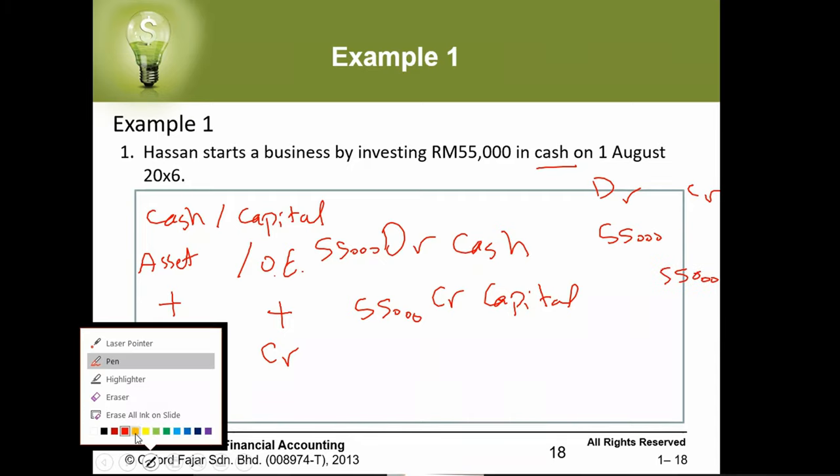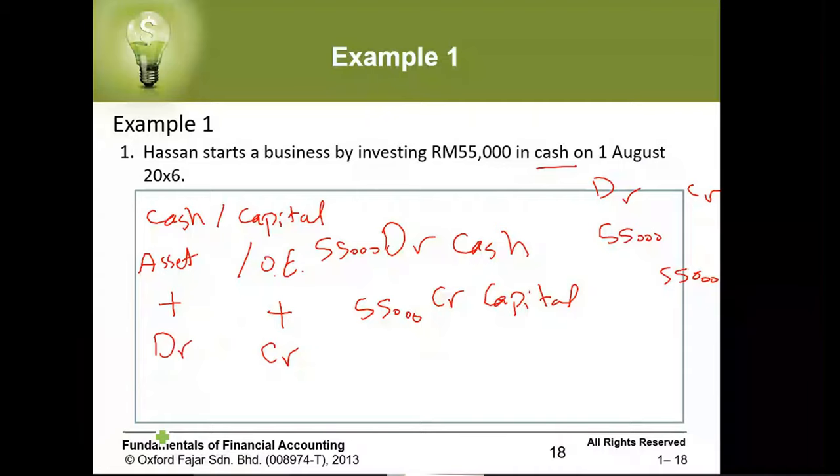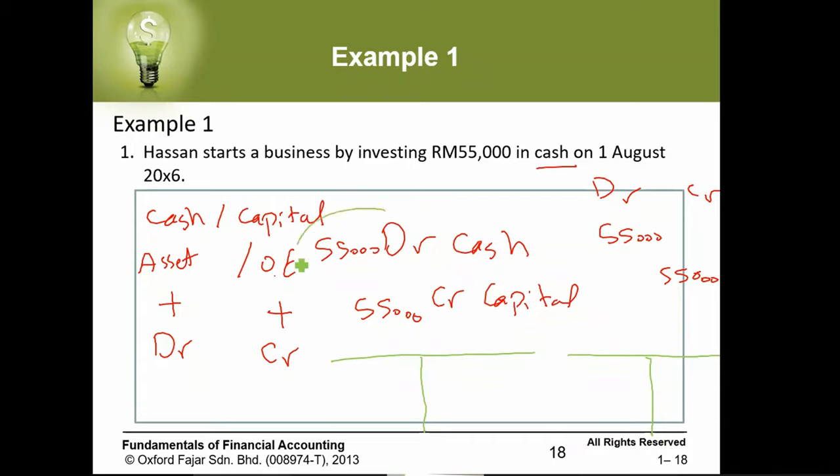How can we post this transaction in the ledger? The ledger is another accounting book in which we arrange our accounts based on the account itself. If you see in the journal, this is what we write in the journal, okay? In the journal, we record the daily transactions. Each transaction we record to the debit and the credit side. So per day we will have a lot of transactions. This is what we call the journal.